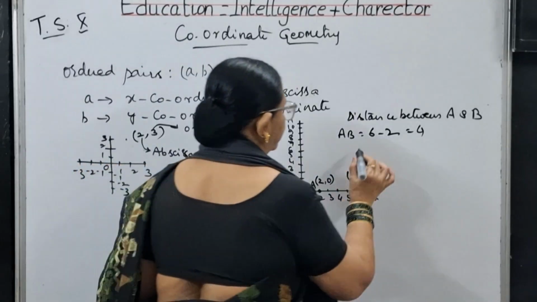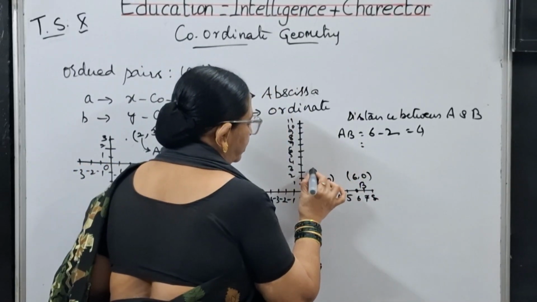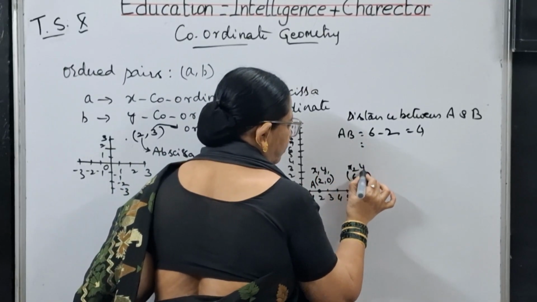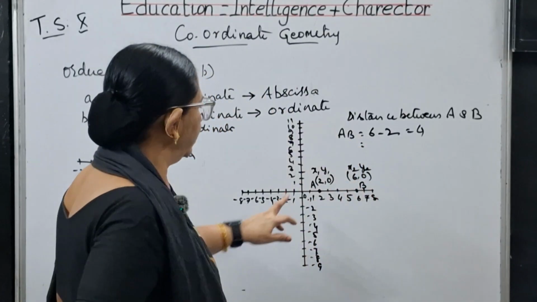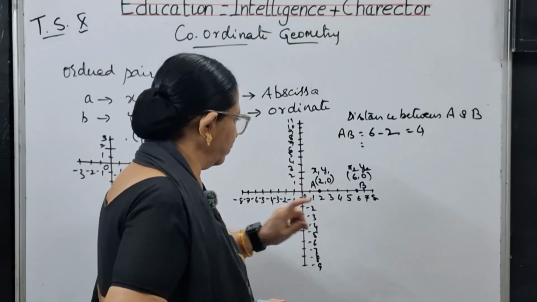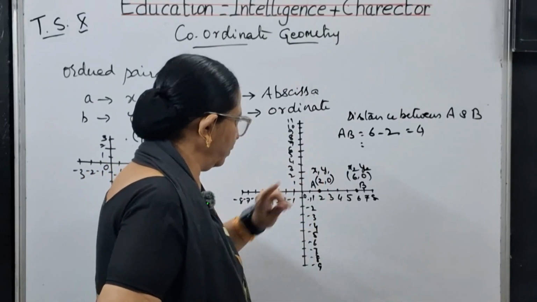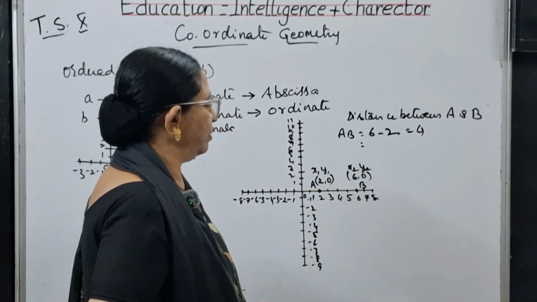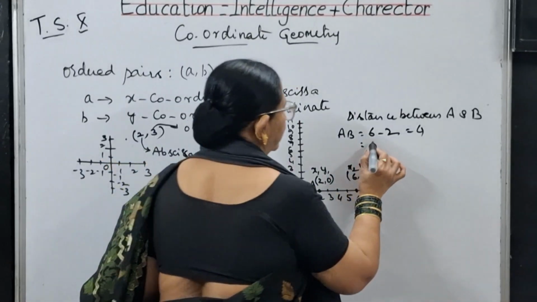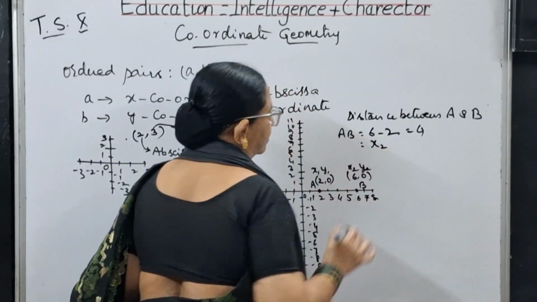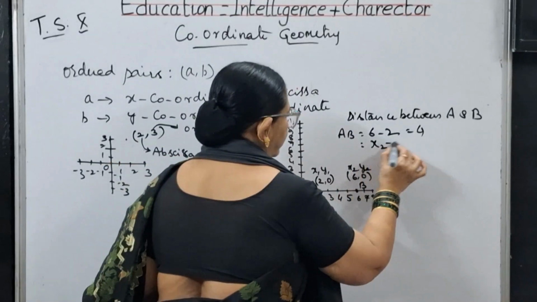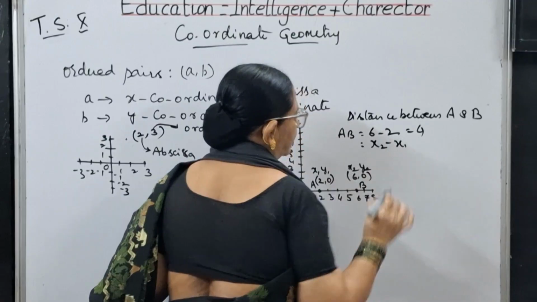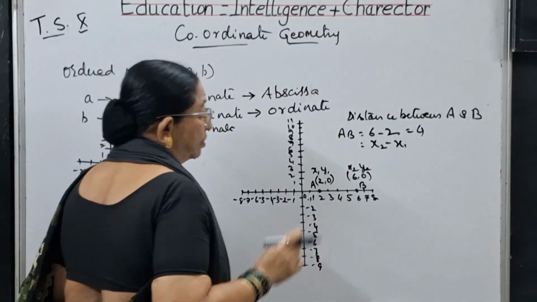But what is this 6? These ordered pairs, you can consider this as x1, y1 and this as x2, y2. 2 points are there. So, x coordinate x1, y coordinate for it is 0, y1, x coordinate for it is x2, y coordinate is 0. So, 6 is x2 minus 2, this is x1. This is what we have done.